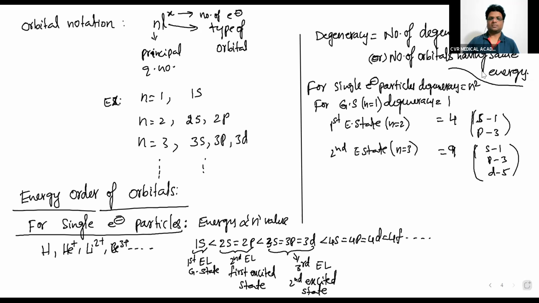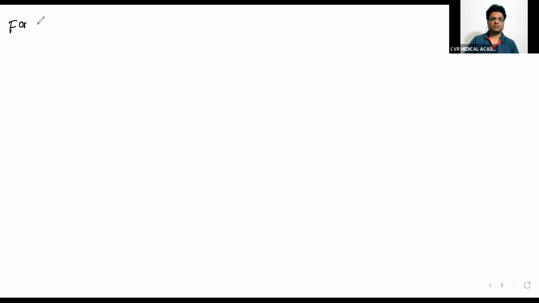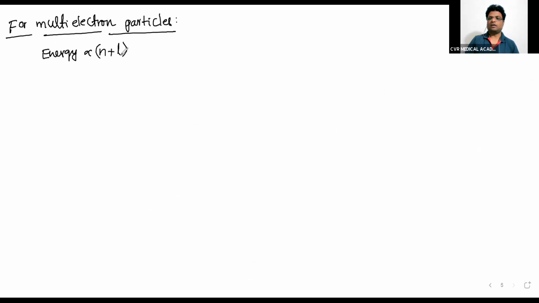Then see for multi-electron particles. Multi-electron particles means ions or elements. Energy depends on n plus L value. This is Aufbau rule. Based on Aufbau rule or general order also, n plus L value. If n plus L value is same, then energy is directly proportional to n value.